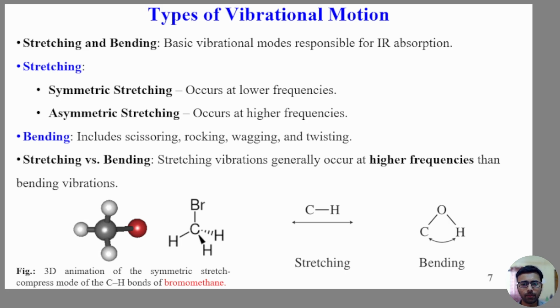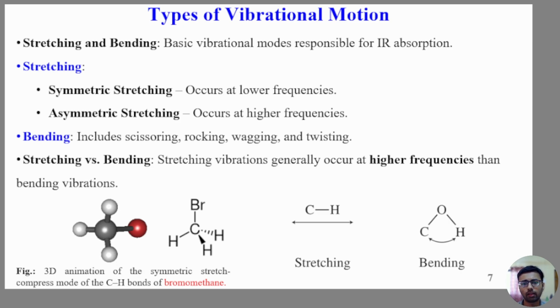Now let us compare stretching and the second category of motion, bending vibrations. Instead of changing the bond length, bending vibrations change the bond angle between atoms. Imagine two bonds connected at a central atom. Instead of stretching, the angle between them opens and closes. That is bending.